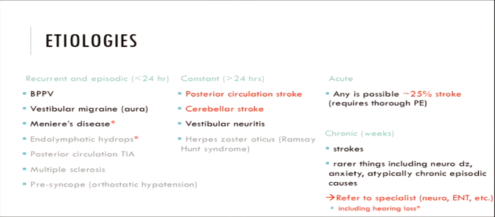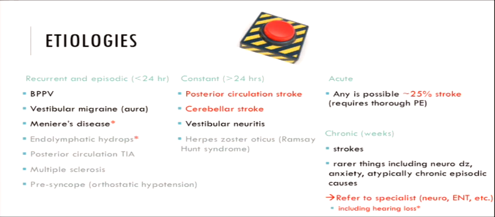So this category is typically benign, right? So a migraine, you don't have to do anything about acutely. BPPV, you don't have to do anything about acutely. Meniere's disease, you don't have to do anything about acutely, okay?